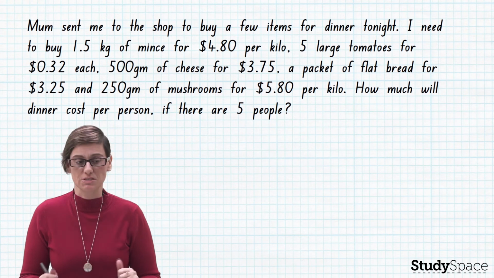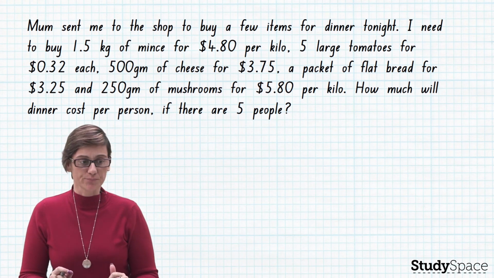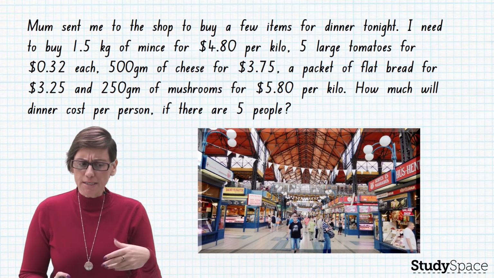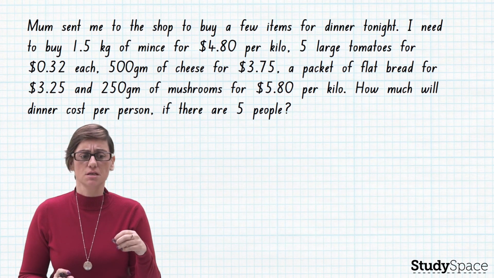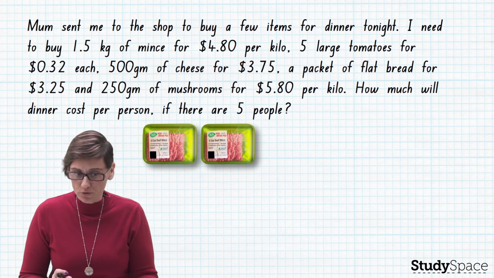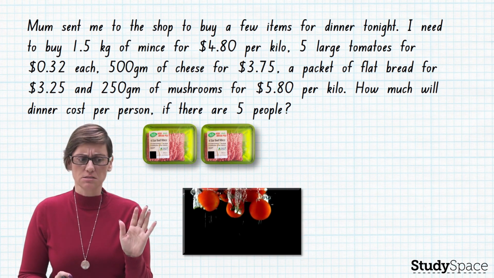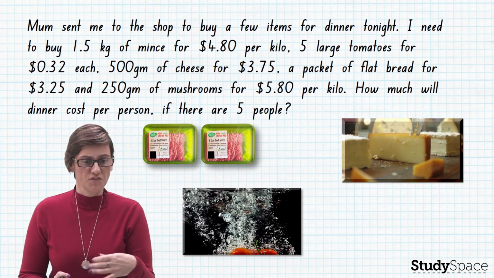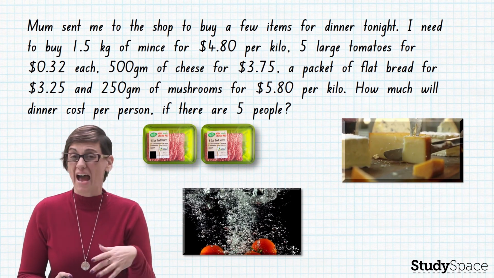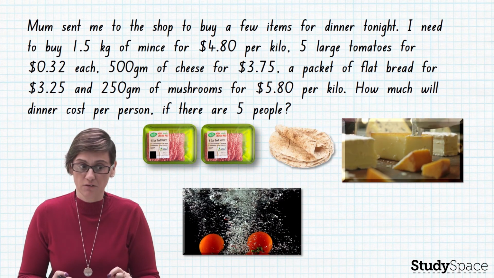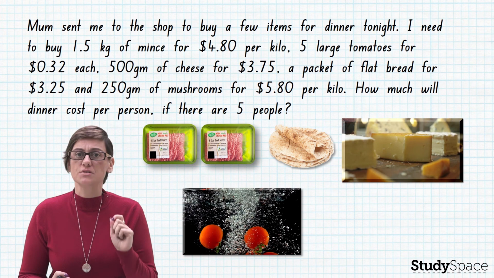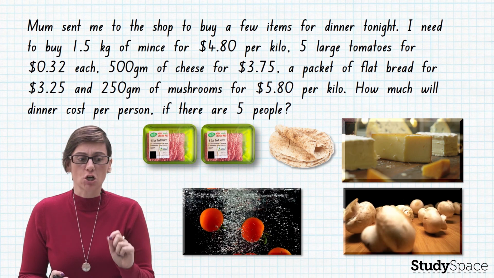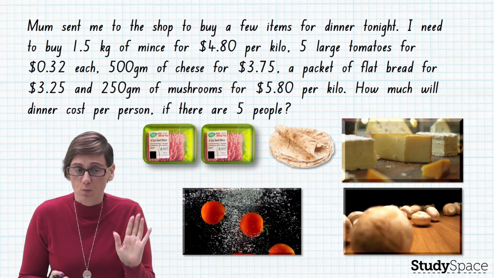Let's have a look at our next example, boys and girls. So first we need to read the question. Okay. Mum sent me to the shop to buy a few items for dinner tonight. I need to buy 1.5 kilos of mince for $4.80 per kilo, 5 large tomatoes for 32 cents each, 500 grams of cheese for $3.75, a packet of flatbread for $3.25, and 250 grams of mushrooms for $5.80 per kilo. How much will dinner cost per person if there are 5 people?